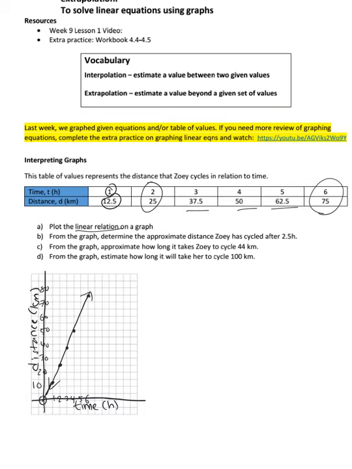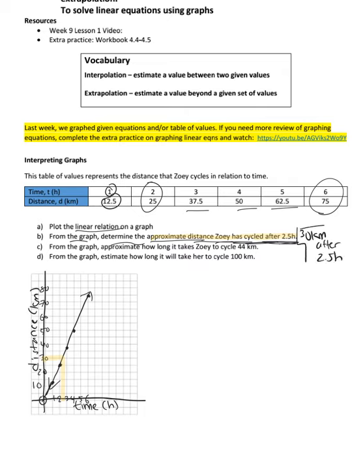All right, now that we have a graph, we have to determine the approximate distance that Zoe has cycled after 2.5 hours. Okay, so let's actually look at how we can get this data. Okay, so you have to look at the time at 2.5. How much does she actually bike? It looks like it's around 30 kilometers. So that's our answer for B from the graph. Zoe cycles 30 kilometers after 2.5 hours.